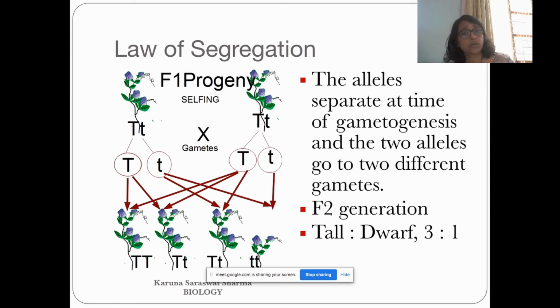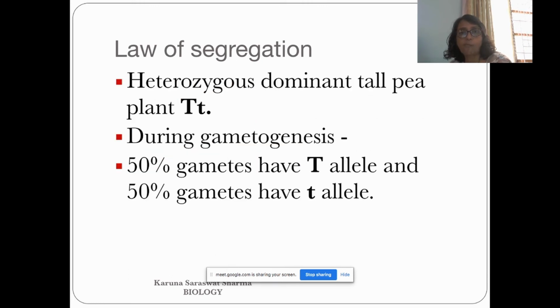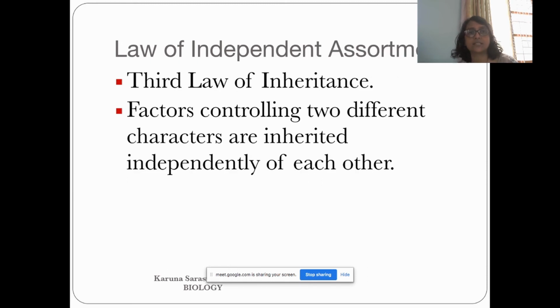monohybrid cross. Okay. So this kind of separation of alleles at the time of gamete formation is called the law of segregation. The heterozygous dominant tall pea plant, capital T small t, during gametogenesis produces 50% gametes which are capital T allele, that is the dominant allele, and 50% gametes have a small t allele which is a recessive allele. Law of independent assortment is the third law of inheritance.